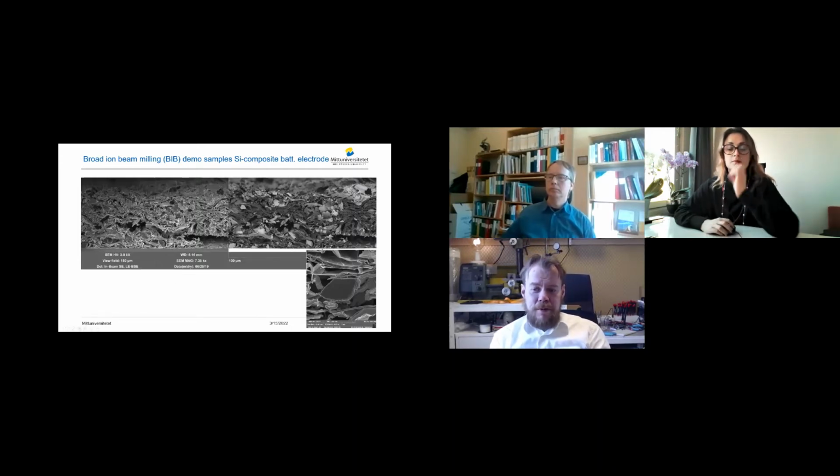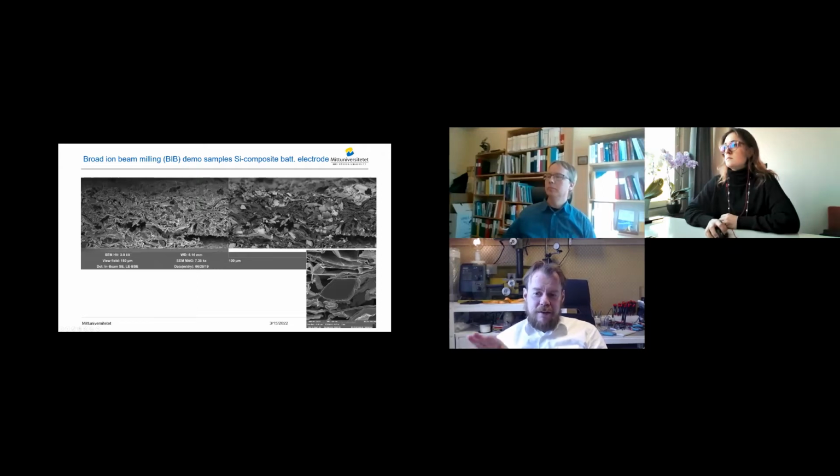The bottom right image here shows you a magnified image of the cross-sectional area, where we see in the center one of these silicon particles that has been completely cut straight through by the argon beam. We also see the graphite flakes around it that have been completely cut through.